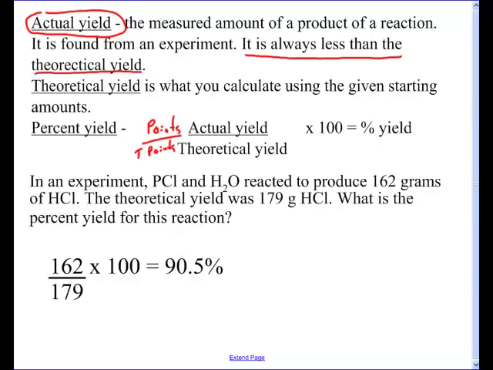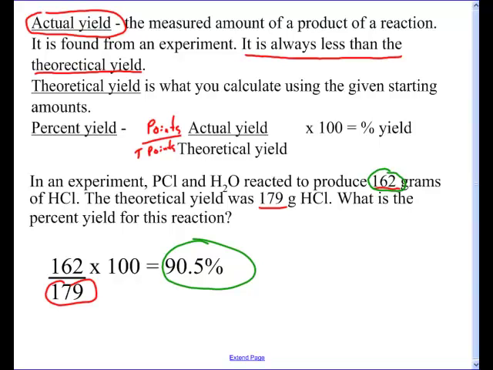So let's look at an example problem. In an experiment, we've got some PCl and some water reacted to produce 162 grams of HCl. The theoretical yield was 179. So we calculated it on paper, and we should have gotten 179 grams. However, we did the experiment, and we only got 162 grams. So that goes on top, times 100, and you get a percent yield of 90.5.